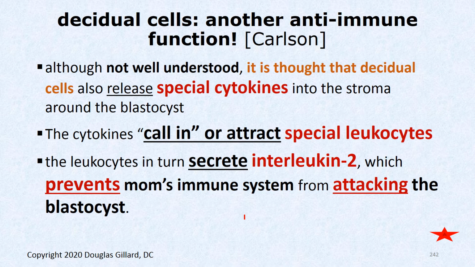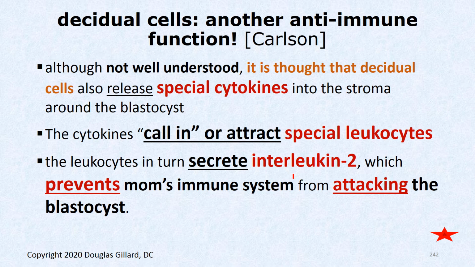The decidual cells, now this isn't well understood, and the authors are kind of all over the place on this. But there is an anti-immune function that goes on with the development of these decidual cells. And it's thought that the decidual cells release a special type of cytokine that calls in a special type of leukocyte, which secretes, amongst other things, really heavily a cytokine called interleukin-2. And interleukin-2 kind of bathes the embryo, and it calls off the dog, so to speak. Because we said before, the embryo is like an invading virus, and the body is apt to kill it. We talked about one way for this, another mechanism. I won't go back into that, but this is yet another one.